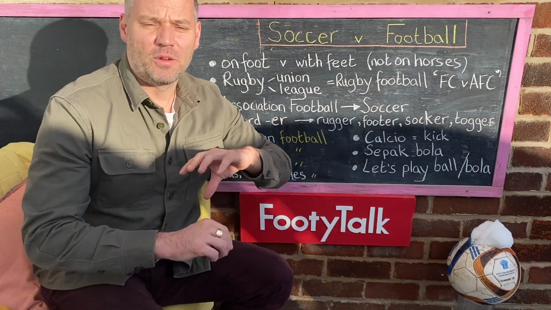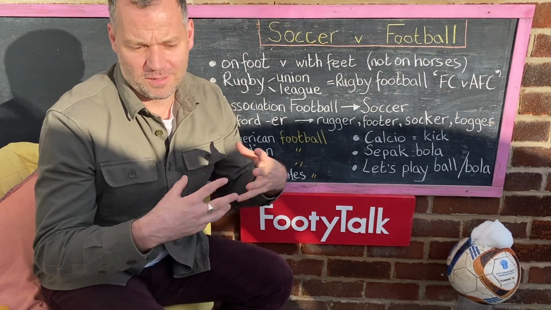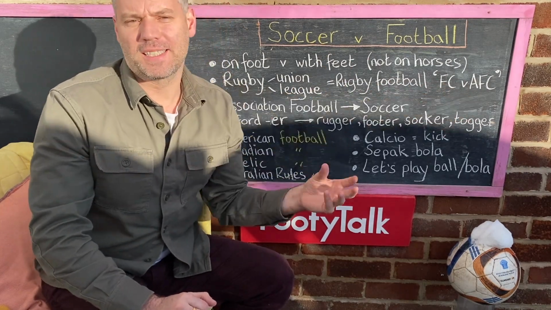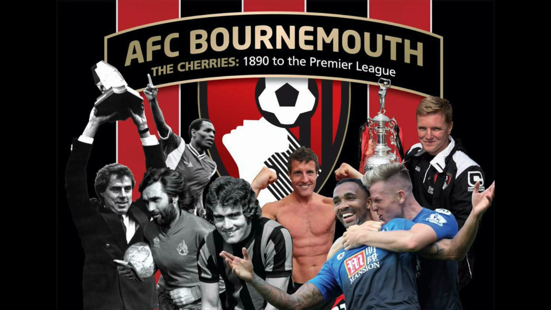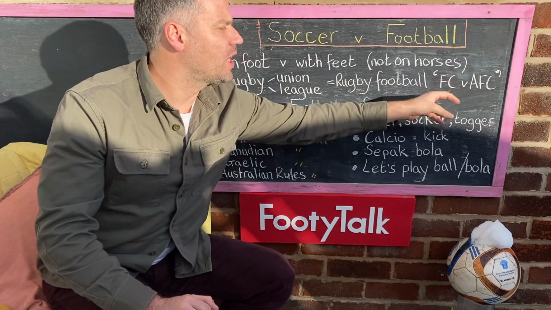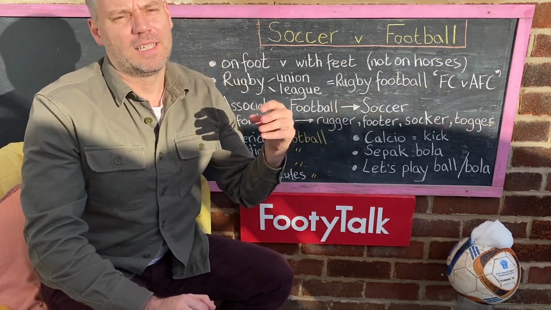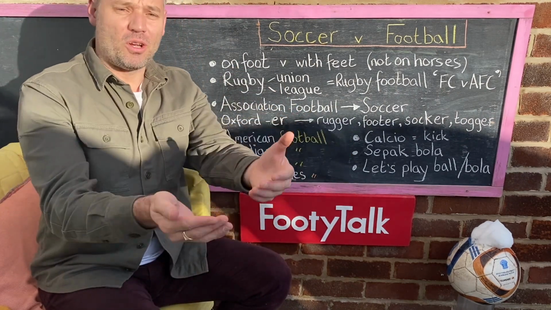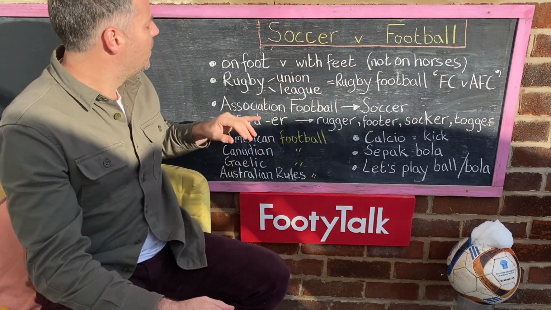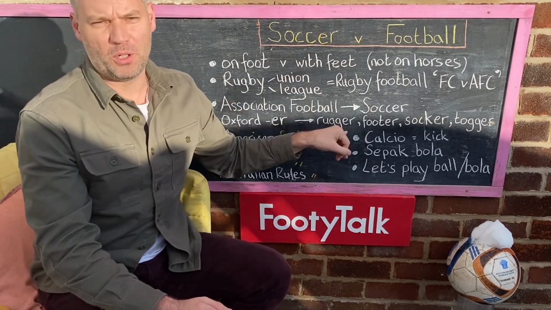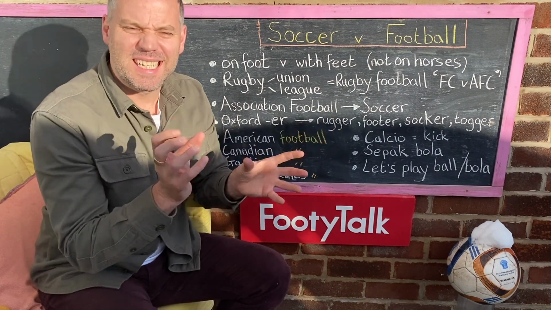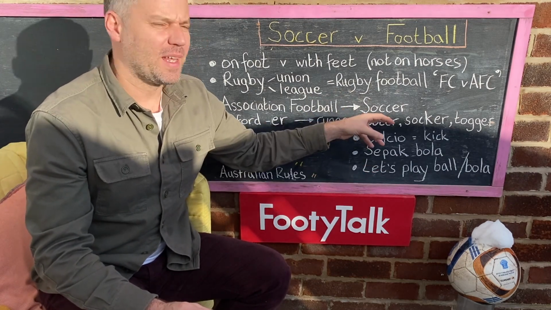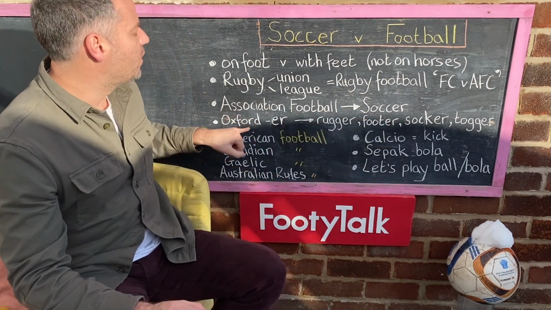This means that the football clubs, the soccer, the football that we like, is AFC. So for example, Bournemouth AFC or AFC Bournemouth, I think. Association Football Club. So this is to differentiate between rugby and football. So the name soccer came from the word association football. It was a slang abbreviation of this word, and this resulted in soccer. And this is because of the Oxford -er.